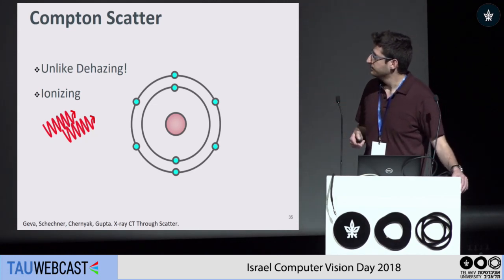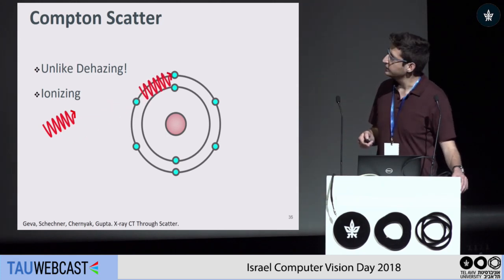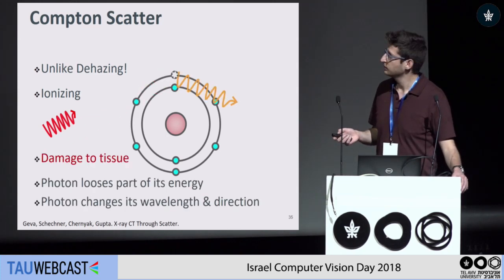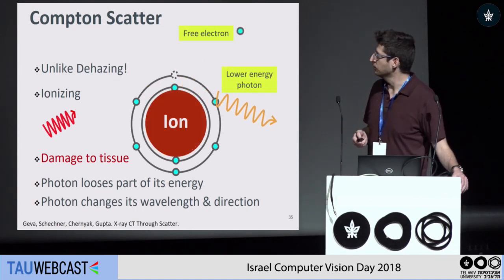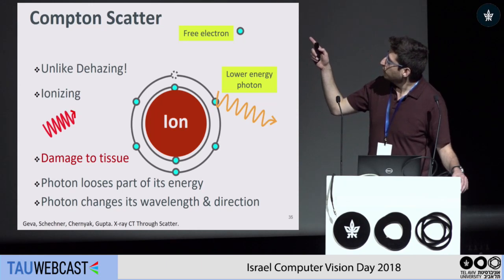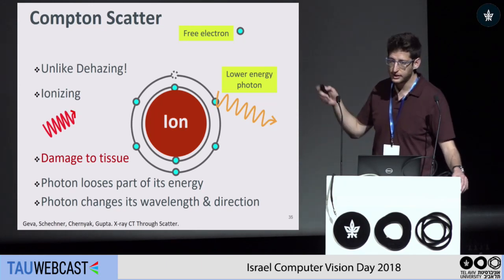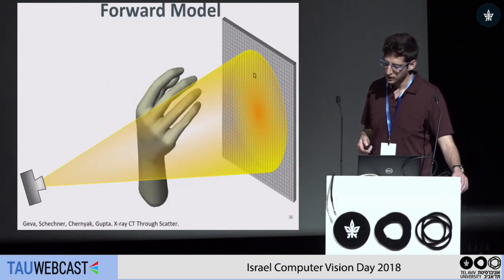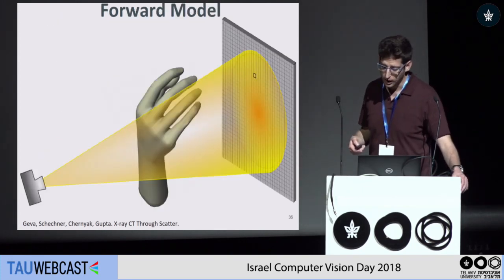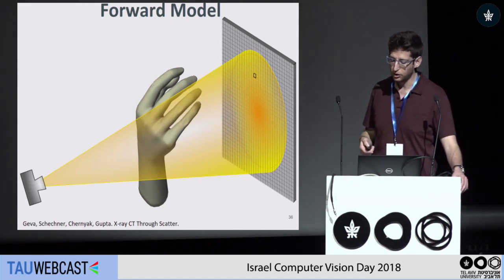Here is an atom. An X-ray photon hits the atom and frees an electron from the atom. The atom then becomes ionized, which may mean damage to tissue. The photon continues in a different direction with a longer wavelength, and this is exactly inelastic scattering. So our forward model needs to account for all possible photon paths as they interact with the imaged object.